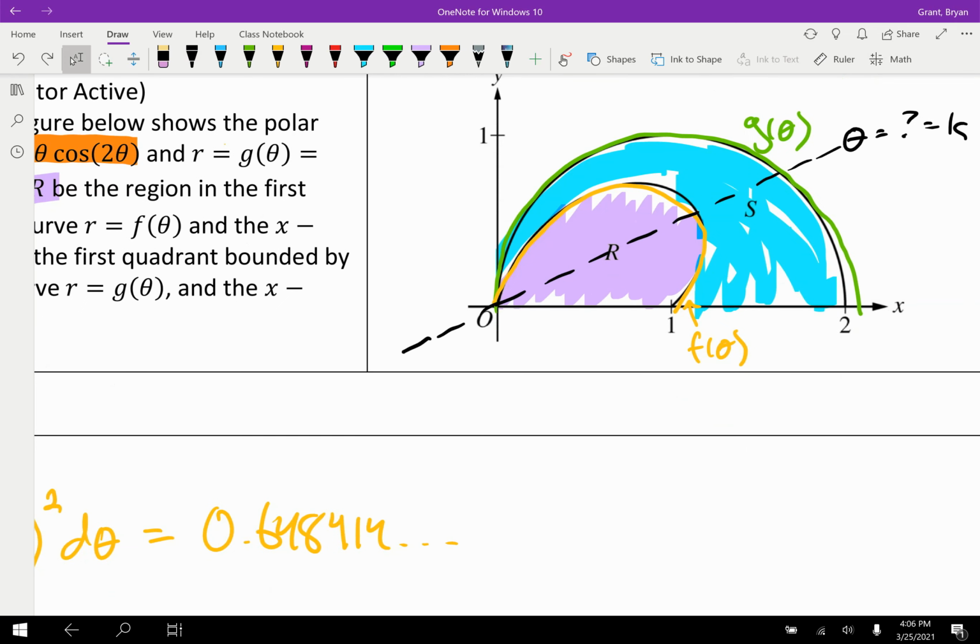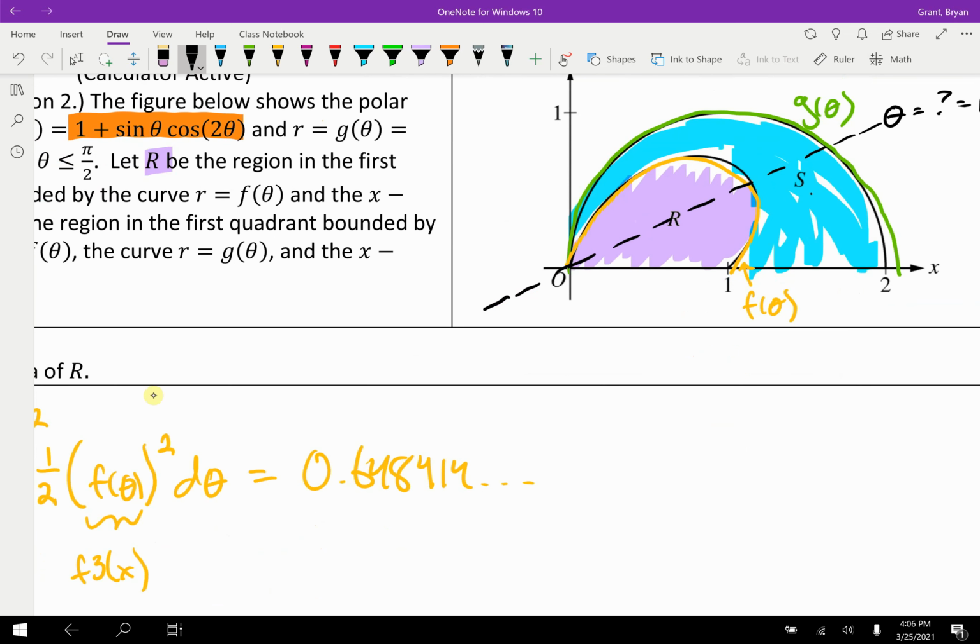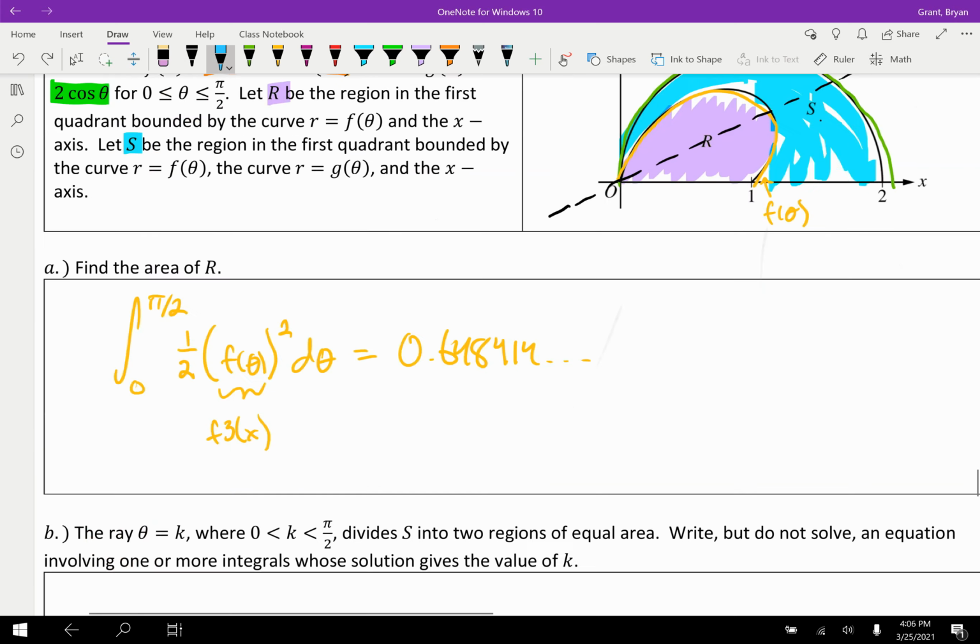It's up to you. But I think the key to it is understanding how do we find the area of S? We can't do the same thing we did over here with g of theta, because if I did that with g of theta, it would find all of this area, right? All of this area is, if I just use g of theta, I would need to subtract off the area from R. So what do I do here?